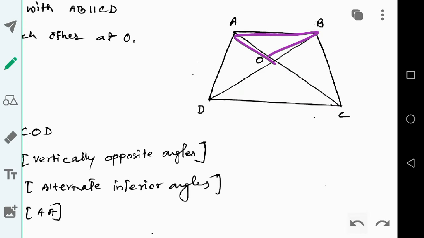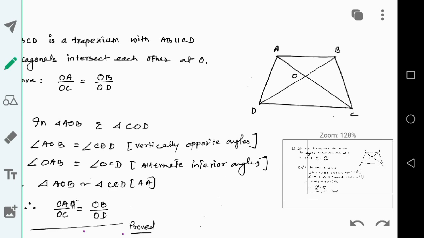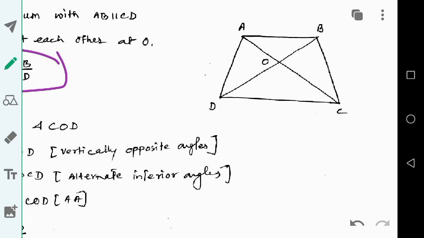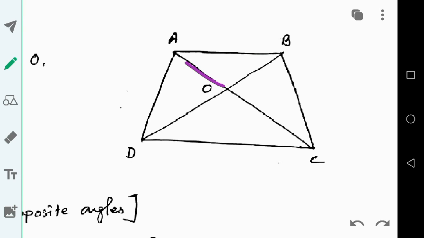Okay, so those segments in this ratio are present in these two triangles, OA, OC, OB, OD. So we have taken these two triangles. Now you see, from these two triangles these two angles are equal, vertically opposite. We all know that vertically opposite angles are equal. As these two lines are parallel, alternate interior angles are also equal.